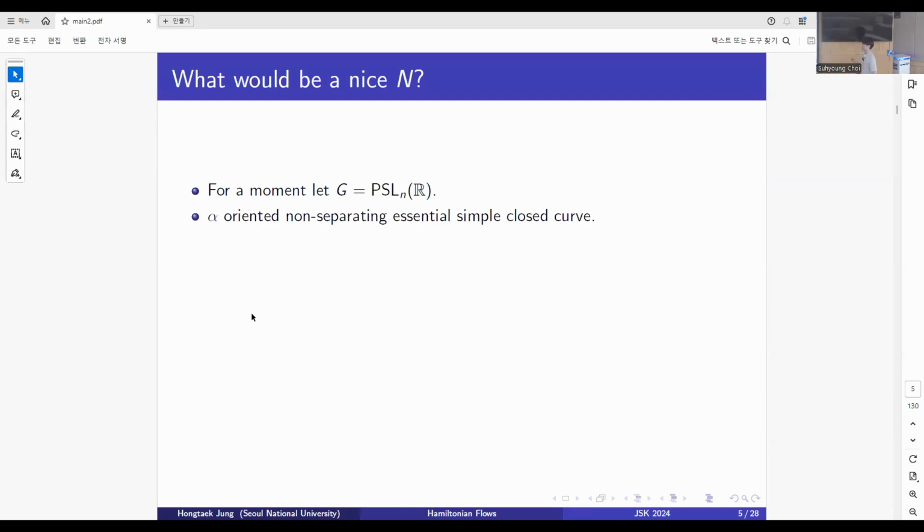And as before, we just take an oriented non-separating, it could be separating, but just to make our life easier, just assume that this is non-separating, it doesn't really matter, essential simple closed curve, say alpha. Because it's non-separating, we have a subsurface S naught obtained by chopping your surface by the simple closed curve alpha.